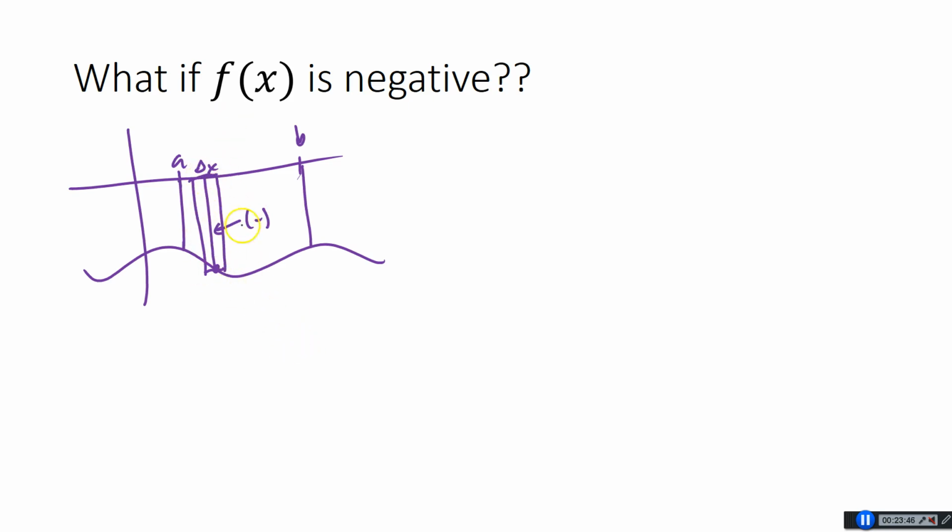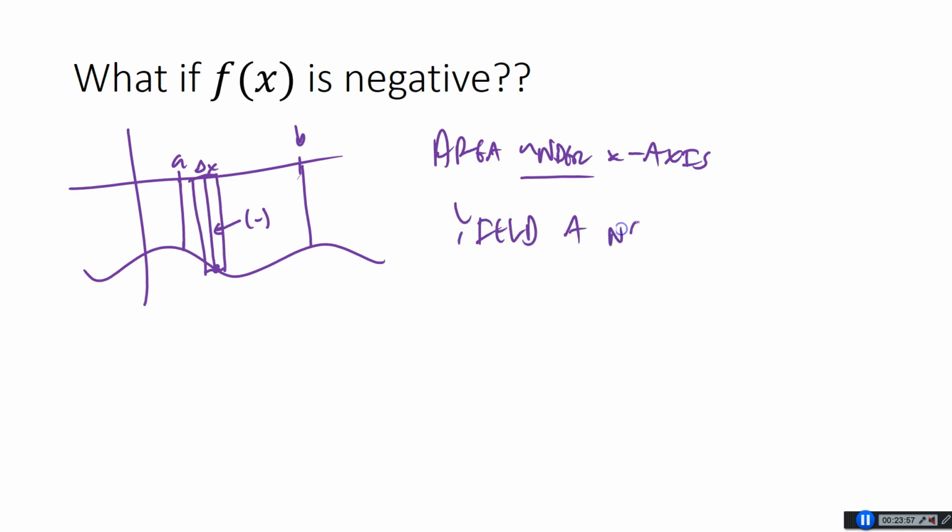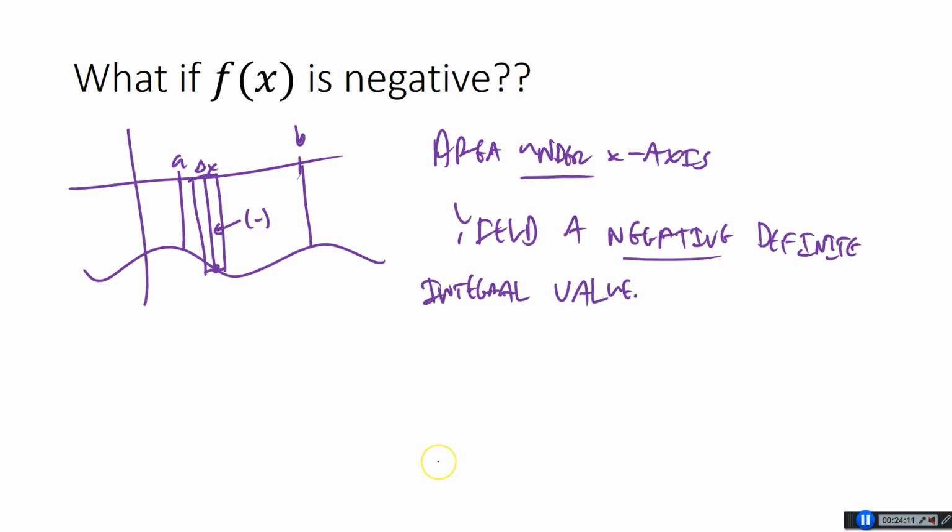So any area under the x-axis is going to yield a negative definite integral value. Now that seems kind of odd to begin with, thinking about how can area be negative? Well, the area isn't negative, it's that the function values are negative, right? So you have a positive change in x multiplied by a negative function value, which is going to give you a negative definite integral value. So if you have everything underneath, it's definitely going to be negative.